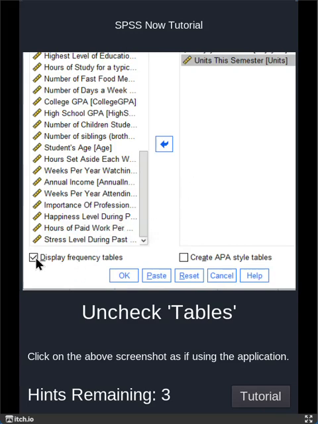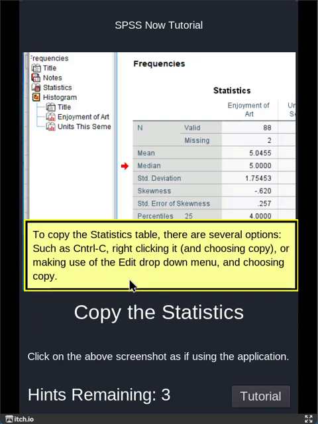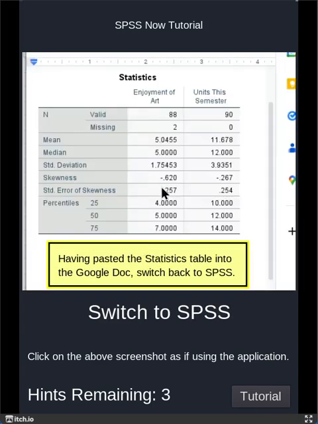Awesome. We'll also remove the display frequency tables. That's your call. You decide. I tend to remove it, and then click OK. Then we'll copy the statistics table from SPSS and put it into our Word document, just for handy reference. We might write up everything and then later go back and delete that statistics table, but at least we have it in the document while we're writing up our results.